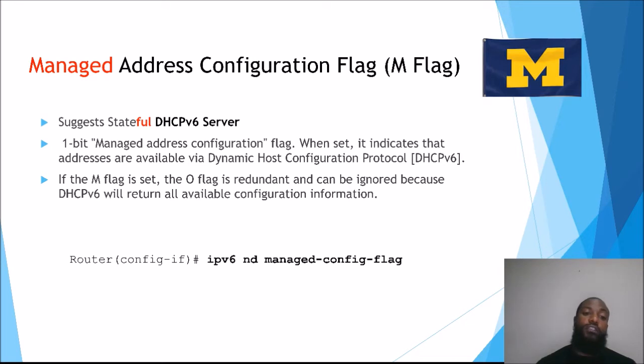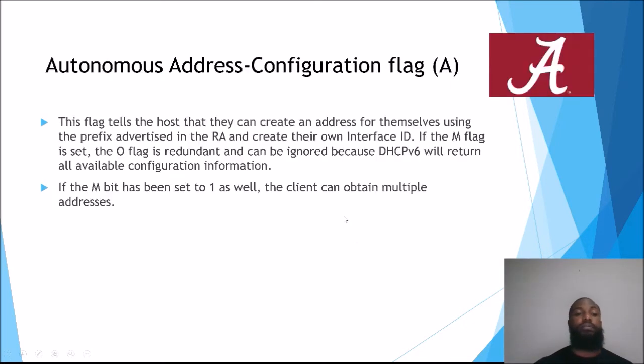So it's either off 0 or on 1 bit. And if the M flag is set, the O flag is redundant and can be ignored because DHCPv6 will return all available configuration information. You could have an M flag and an O flag on, right? And I'll show you what happens with that. You could actually have 2 IP addresses if you do that, but we'll go over the combinations in a little bit. You can manually set it with IPv6 ND managed config flag. That's how you manually set that flag.